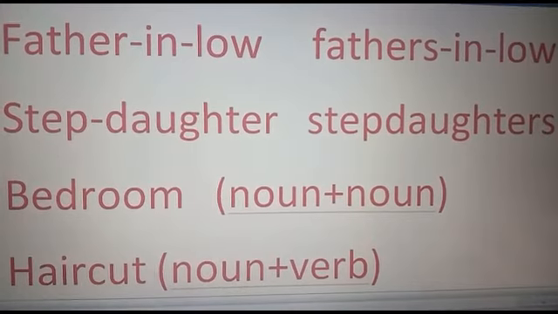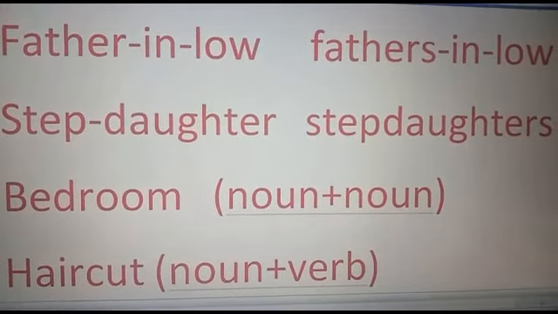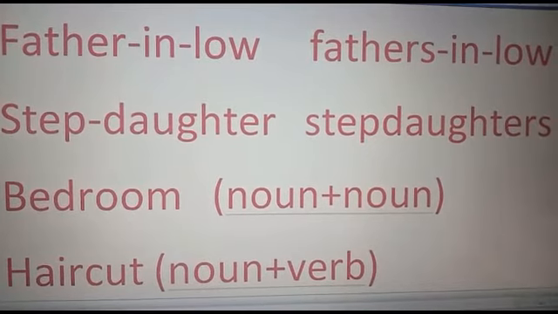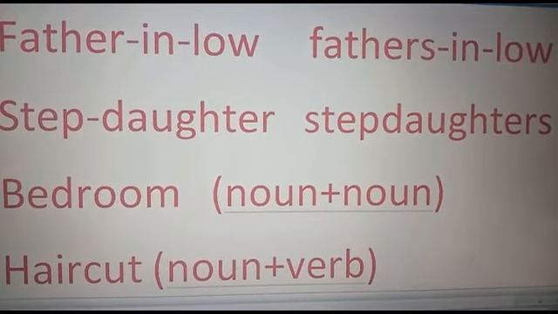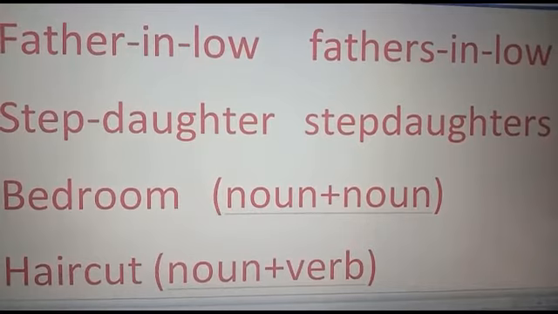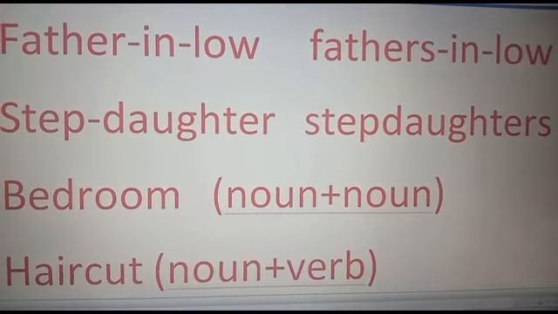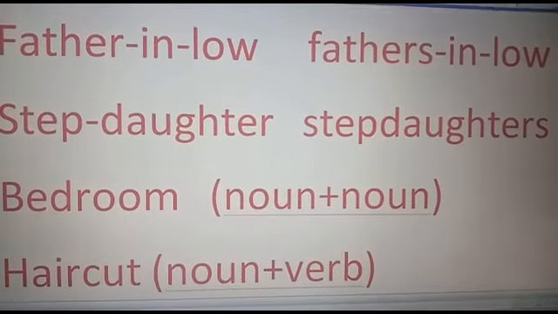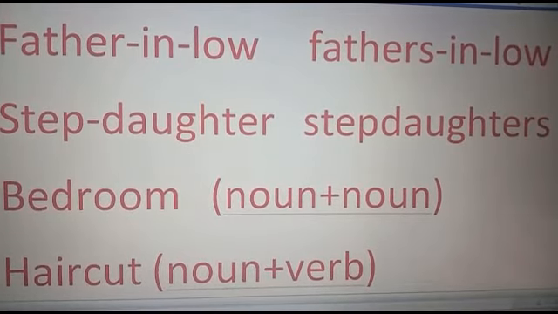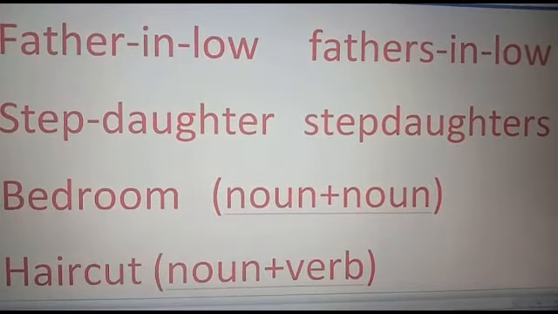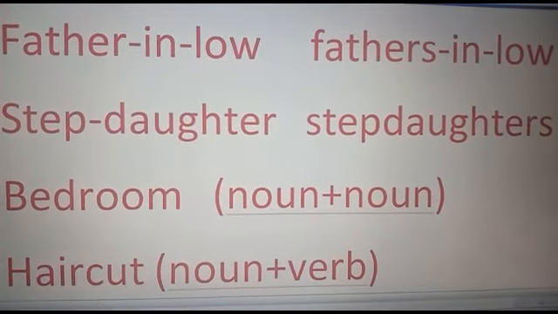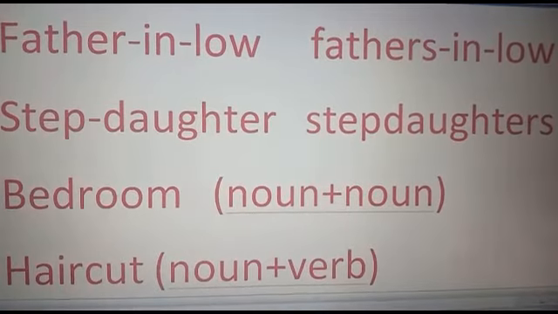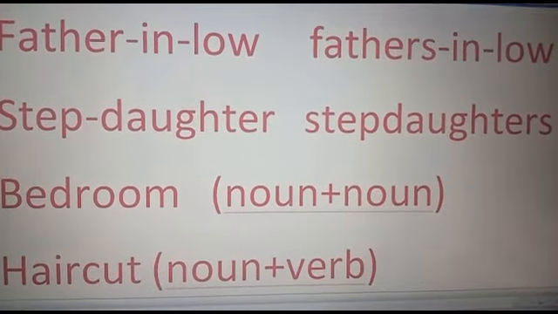So let's learn how. The first one that I have for you is bedroom. Bed is a noun. Room, again it's a noun, but when I combine them both, it becomes bedroom. So it's a noun plus noun example. Hair is again a noun. But what about cut? You remember cutting? Cutting is a verb, an action word. So noun plus verb. I made a word, haircut. I hope it's clear to you.